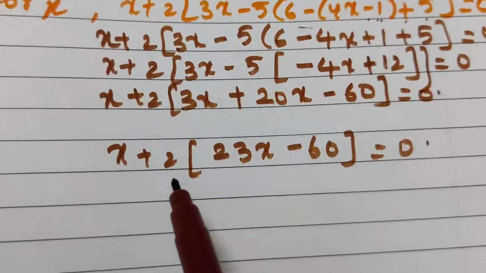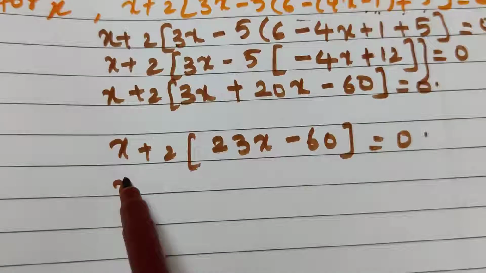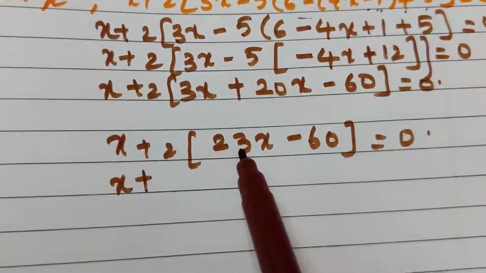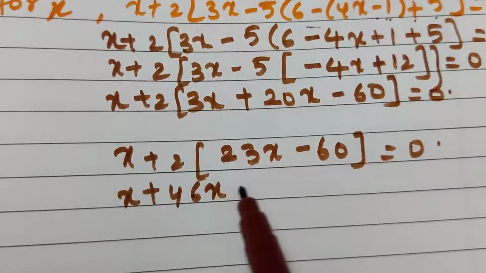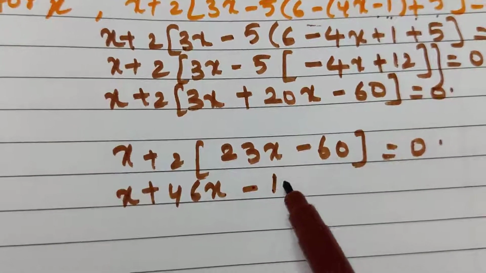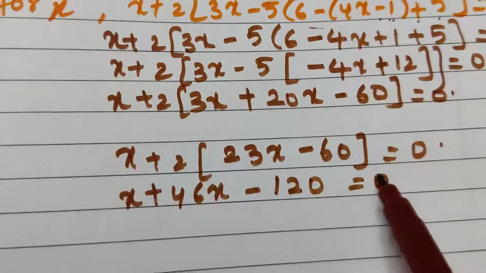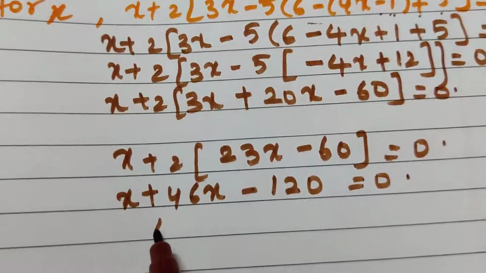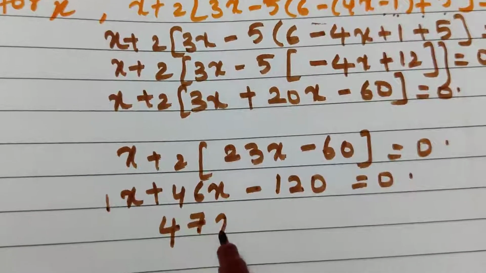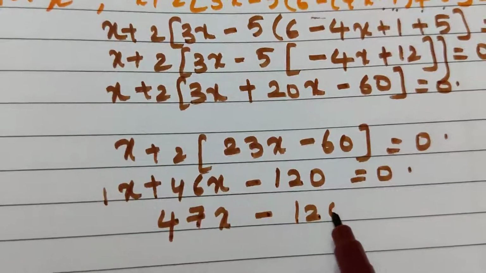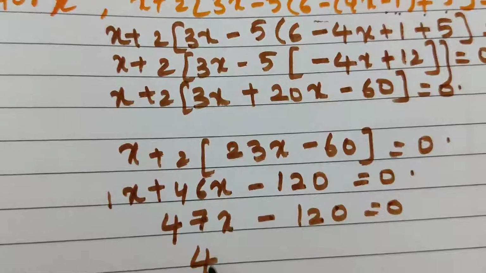Okay, now the next is 2 here. So x plus 2 into 23 is, 2 3s are 6, 2 2s are 4, 46x. 60 into 2 will be minus 120, is equal to 0. This will become 47x. This is nothing but 1x, right? This will become 47x minus 120 is equal to 0.